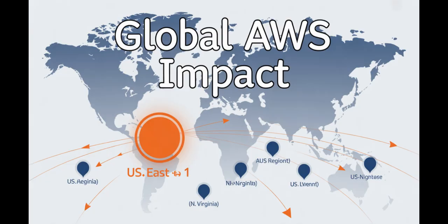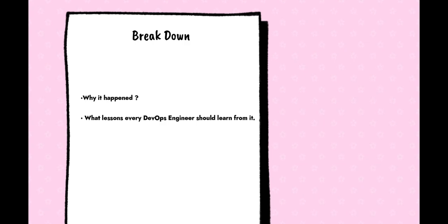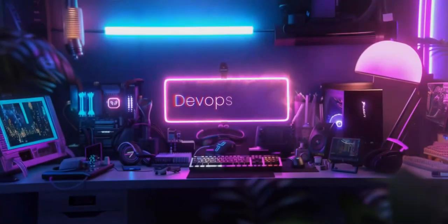What happens when the backbone of the internet goes down? A week ago, AWS suffered from a massive outage, disrupting apps, websites, and services across the globe. In this video, we will break down what went wrong, why it happened, and most importantly, what lesson every DevOps engineer should learn from it. So, let's start.